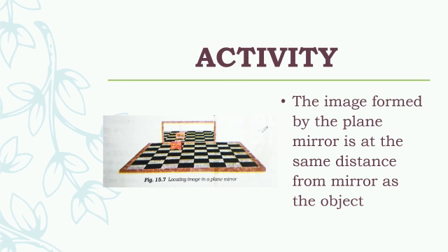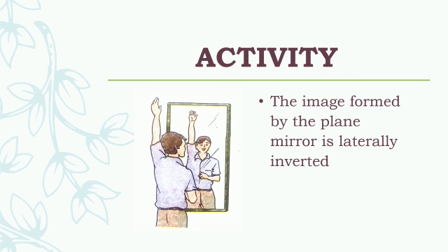Now from this we conclude that the image formed by the plane mirror is at the same distance from the mirror as the object. Now children, we will study one more activity which shows that the image formed by the plane mirror is laterally inverted. Now for this you require to stand in front of the plane mirror and look at your image. Now raise your left hand. Now you will observe that in the mirror your right hand is being raised. Now touch your right ear and in the mirror you will observe that your left ear is being touched. Now we conclude that in the mirror the right appears left and the left appears right. From this we conclude that the image formed by the plane mirror is laterally inverted.